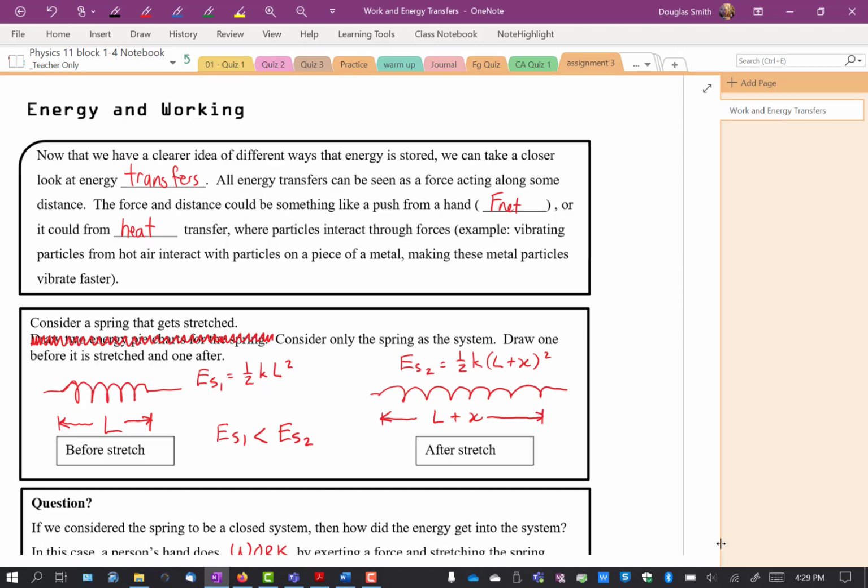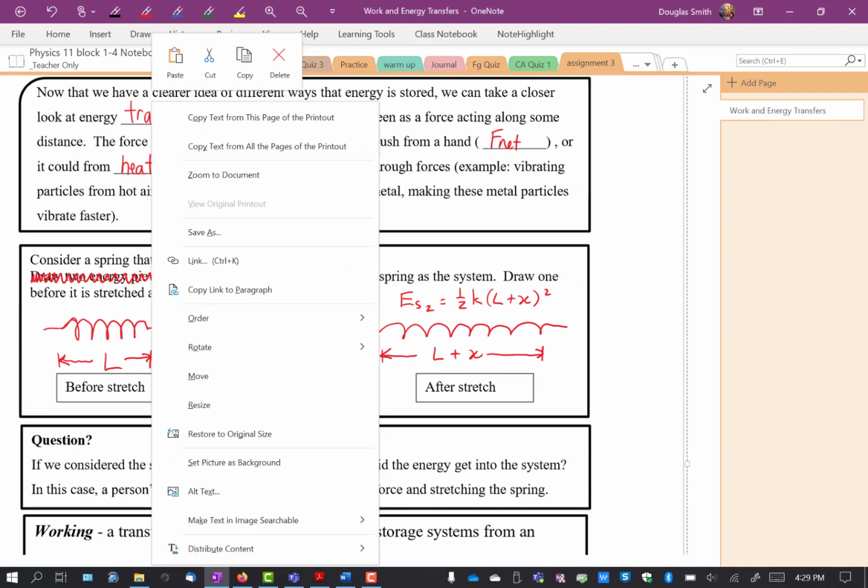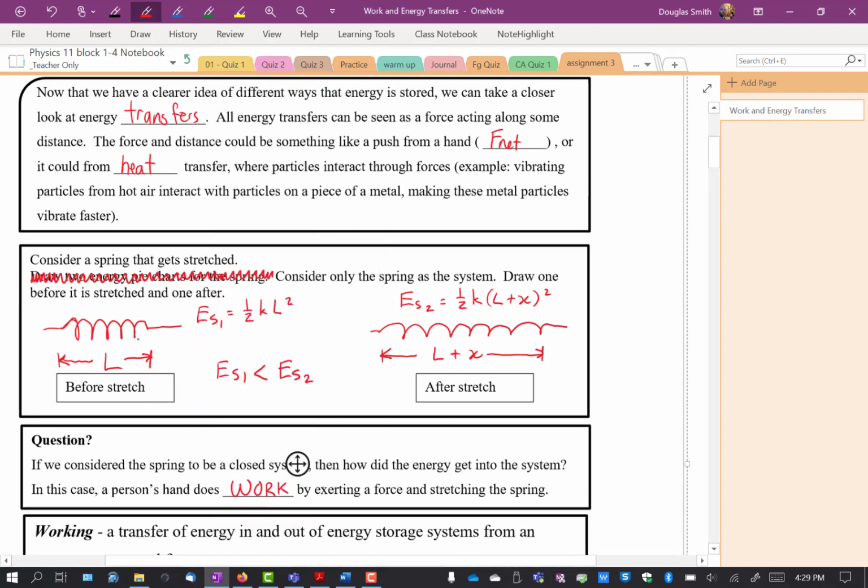So, here's an example. Consider a spring that gets stretched. Before it's stretched, it has some length L, and we can say that it has a spring energy of 1/2 kL squared. And then sometime later it has a larger length, L plus X, and we can see that that spring energy is going to be greater than the previous one.